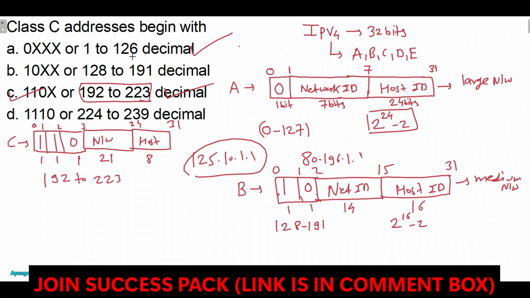Okay. This is your class A. Sometimes we call it 126, 127. Okay. Now obviously this option is wrong. Basically it should be 127 here. Okay. Then 128 to 191, that is your class B, and 10 is the starting bits.